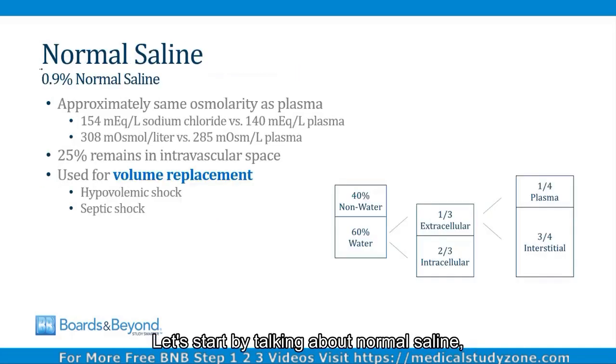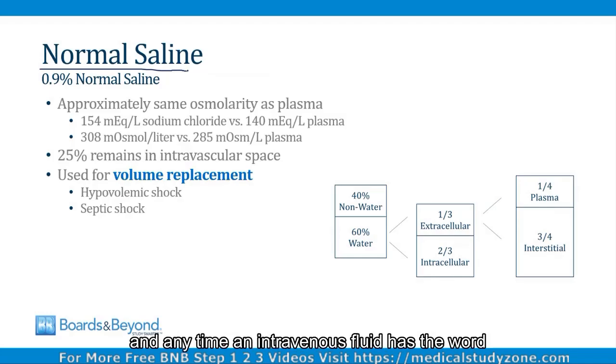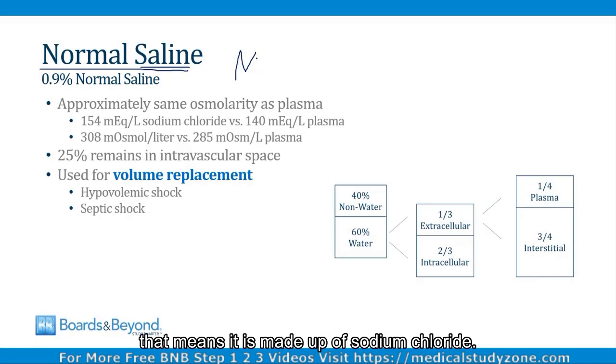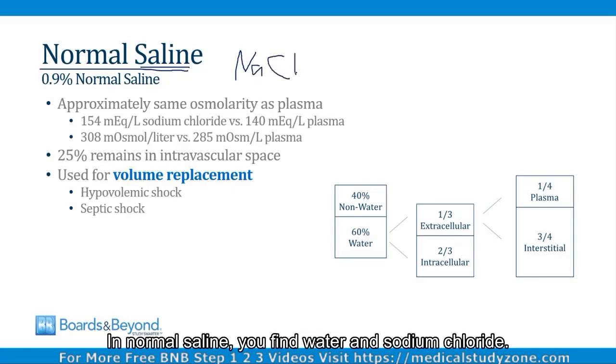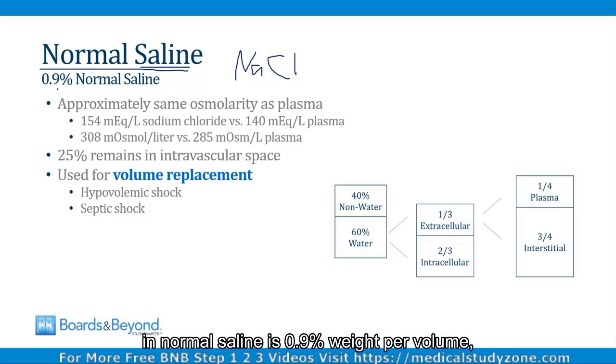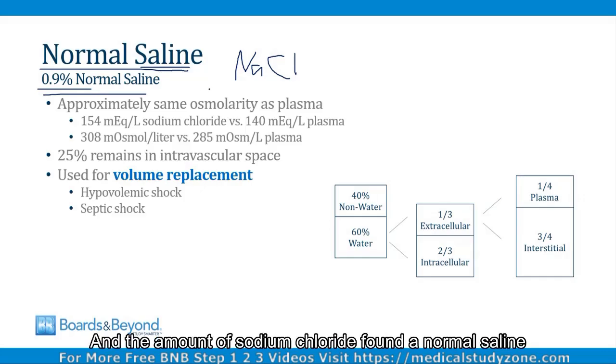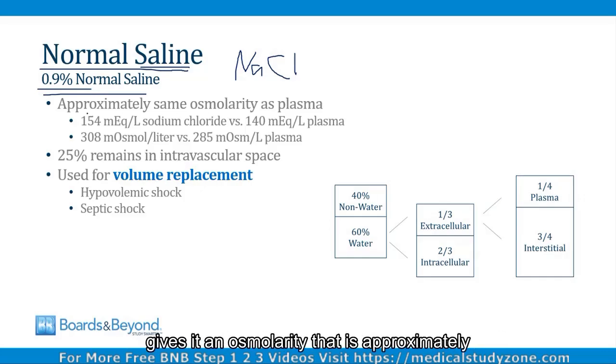Let's start by talking about normal saline. Any time an intravenous fluid has the word saline in its name, that means it is made up of sodium chloride. In normal saline, you find water and sodium chloride. The amount of sodium chloride in normal saline is 0.9% weight per volume, and therefore normal saline is also called 0.9% normal saline.